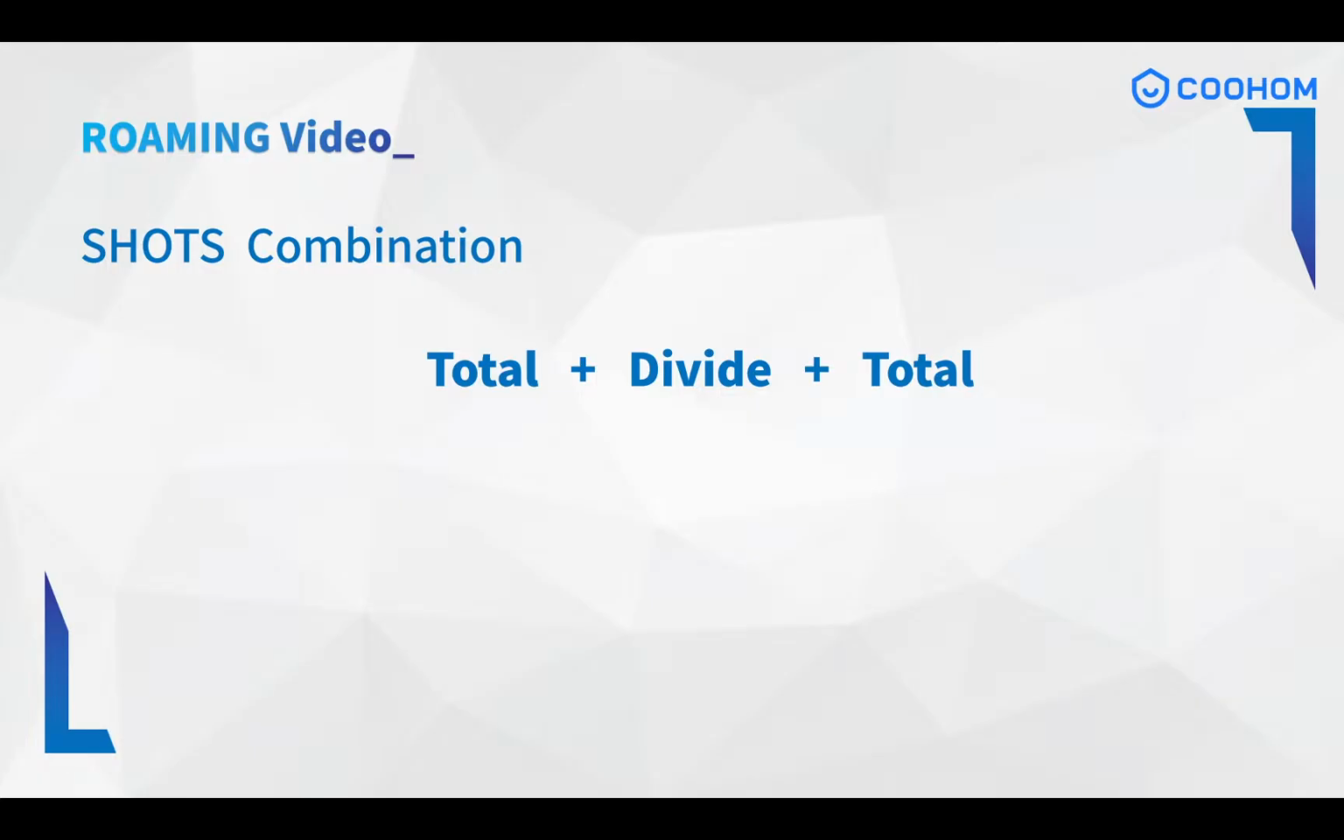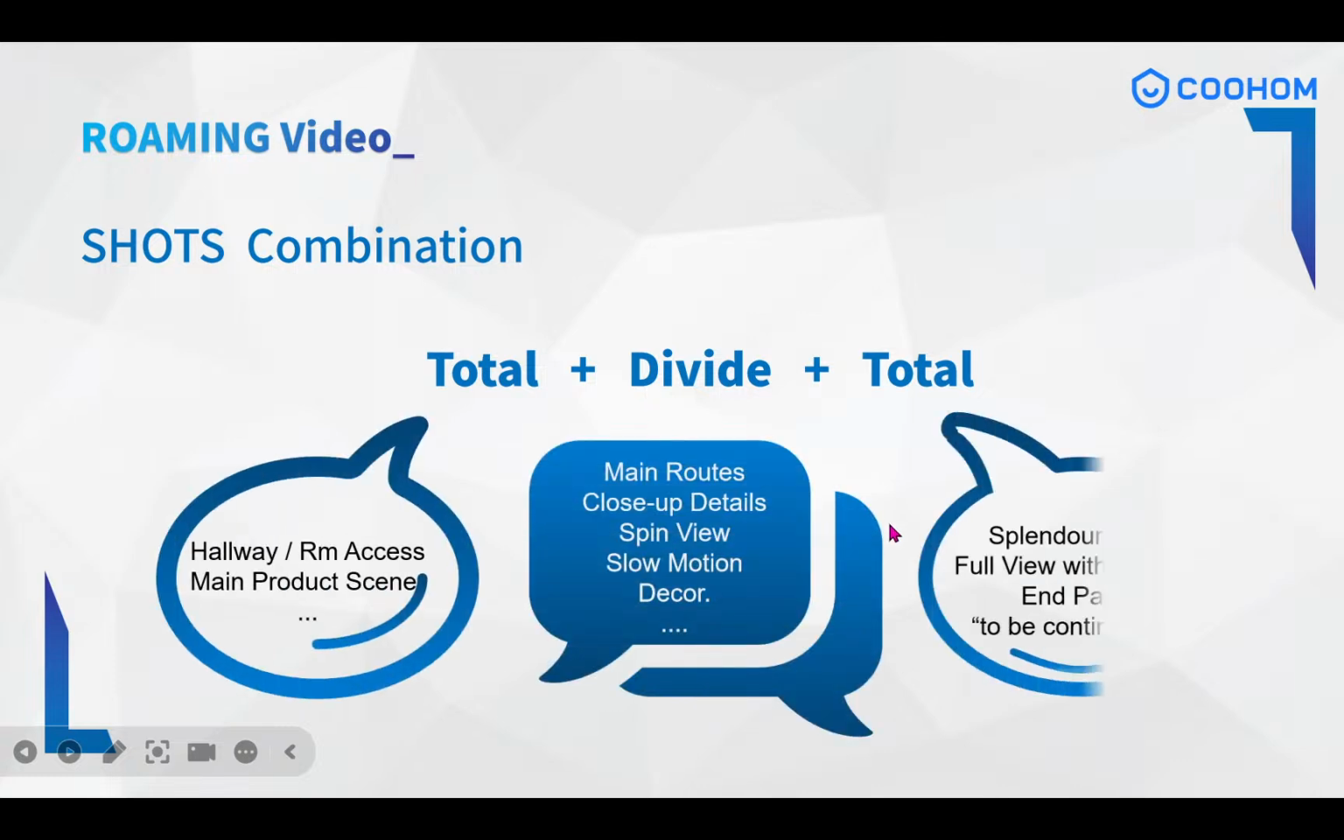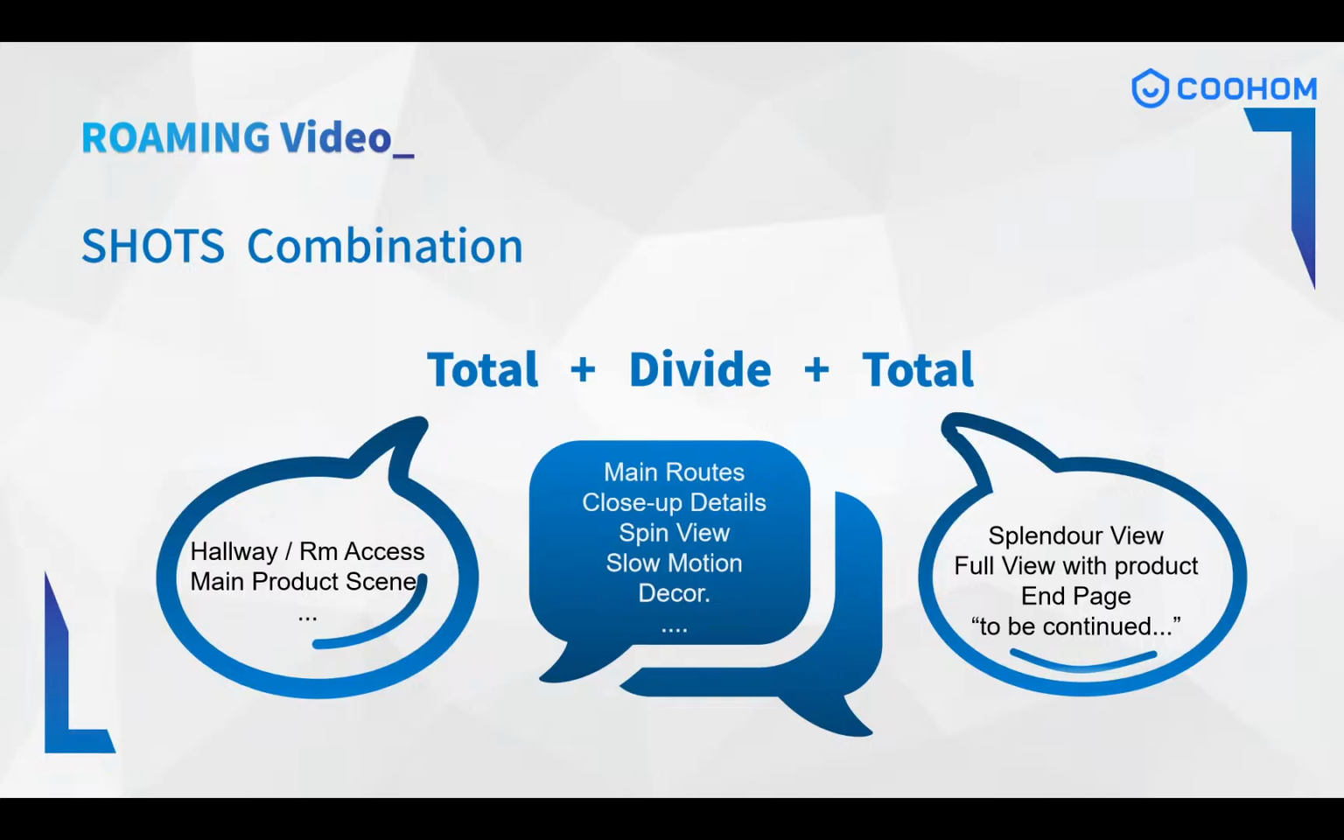Talking about the arrangement of the content, you can actually do it this way. See, in total, with the starting point, divide them into different lengths, and then finally get the review back. For example, the first part, you can start at the hallway or the room access. For the main product, for example the sofa or the furnishing, you can first get a basic view of the main product as well.